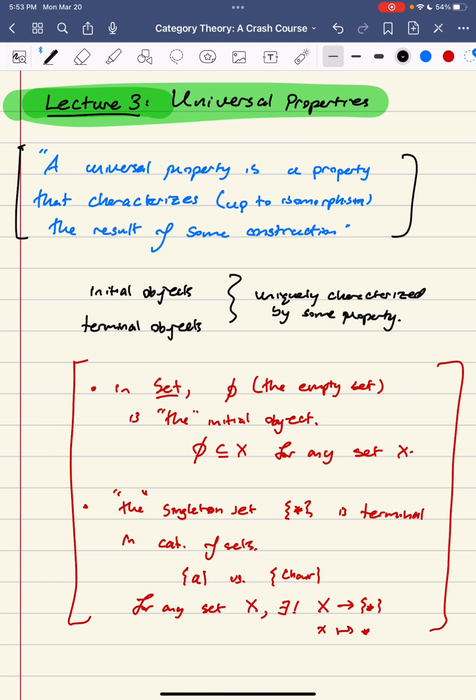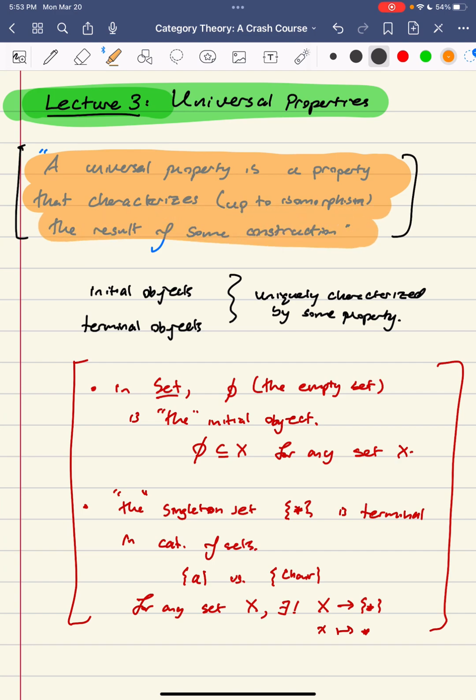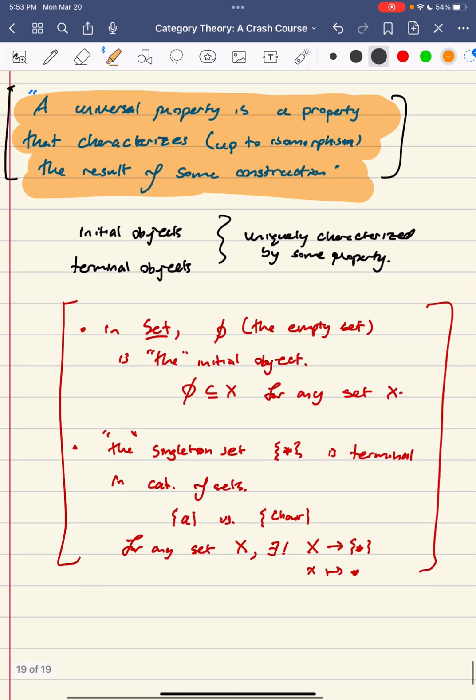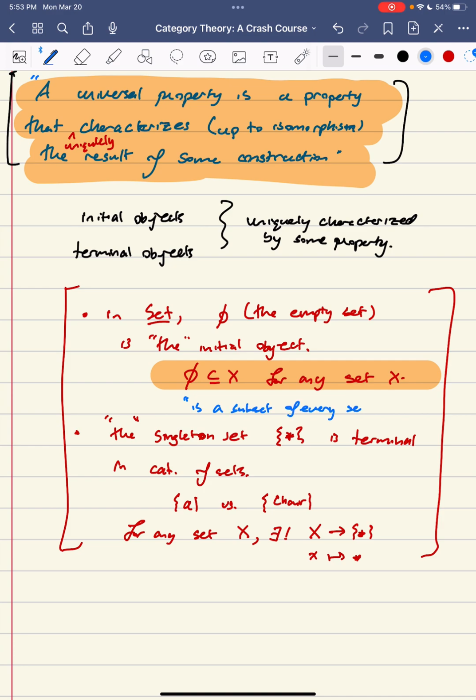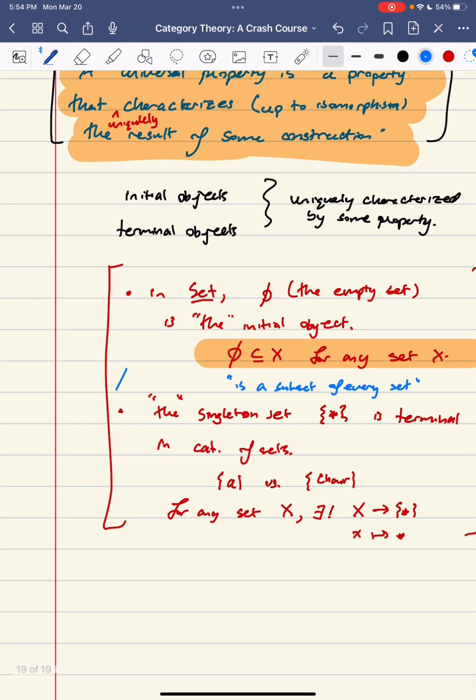So now back to this quote. A universal property is a property that characterizes up to isomorphism the result of some construction. Some construction, some process, or some property uniquely characterizes some object of a category. For our example, for the initial object, the empty set in the category of sets, the property I'm trying to characterize is that it is a subset of every set. Or alternatively, you can think about it as, for any set X, there's a unique map from the empty set into that set X.